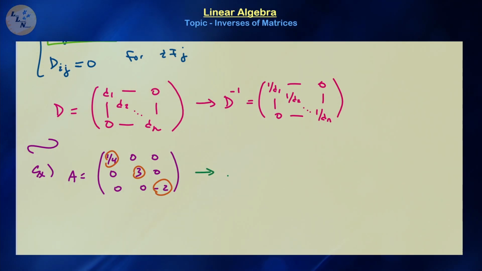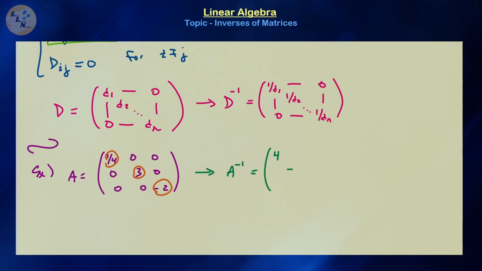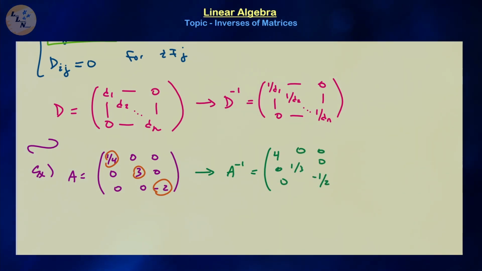But using this little principle that we just introduced, the inverse of this matrix is just going to be the reciprocals of the diagonal entries. So it's going to be equal to 4, and then positive 1/3, and then lastly negative 1/2, and then zeros everywhere else.